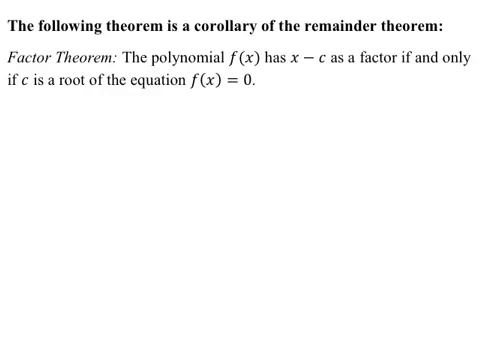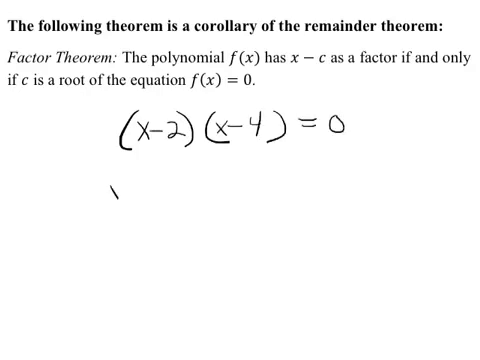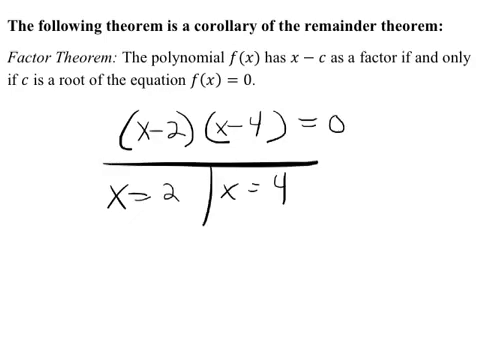Just to give you a quick example, if you had an equation like this, the roots would be 2 and 4, right? So again, if c is a root, then x minus c is a factor, which is obvious. Here's the root, there's the factor. Well, how does this help us?